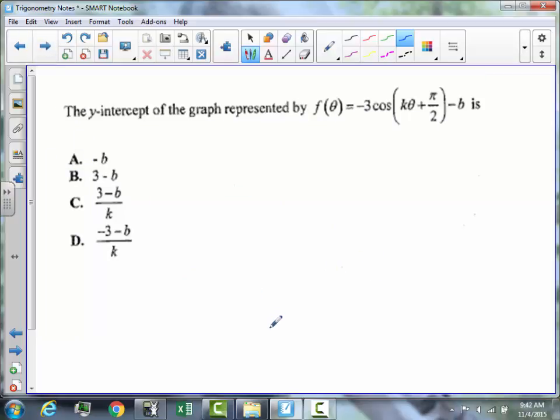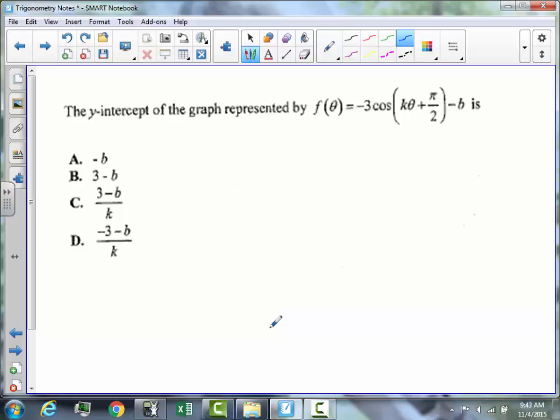Okay, and last one. I want to find the y-intercept of this graph. This is a good question because you can't really type this into your graphing calculator, because you don't know what theta is, so theta has to be x in your calculator, but you also don't know what k is and you don't know what b is. So does that make sense how this is challenging because you can't actually just type it in your graphing calculator?